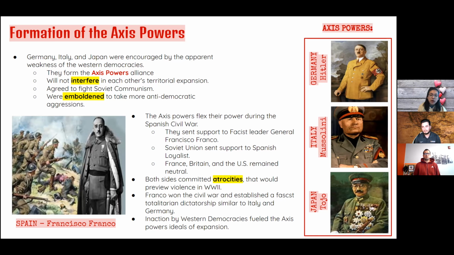Also, Franco won the Civil War. Remember, Franco is a fascist. And he established a fascist totalitarian dictatorship similar to Italy and Germany. So now we know that we had 3 fascist dictators before, and now we have a 4th. This is going to start to make the Western democracies think, can this become a larger thing than what it is right now? Also, we have inaction by the Western democracies fueled by the Axis powers' ideals of expansion.